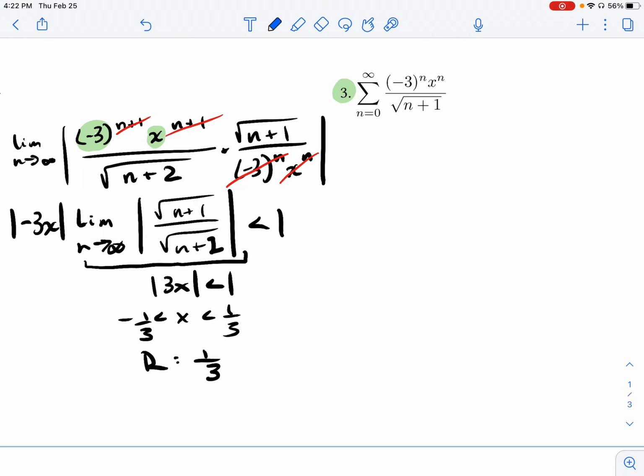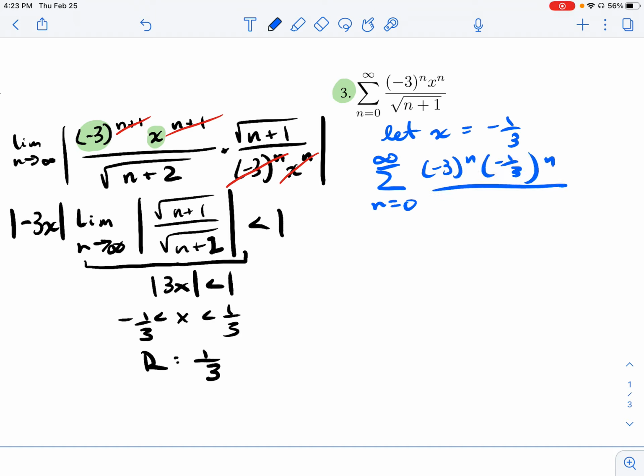So that's what we're going to check next. So let's let x be equal to our first endpoint, negative 1/3. Well, what happens when we plug that in here? Let me write that in. So we have (-3)^n times (-1/3)^n all over root n plus 1.